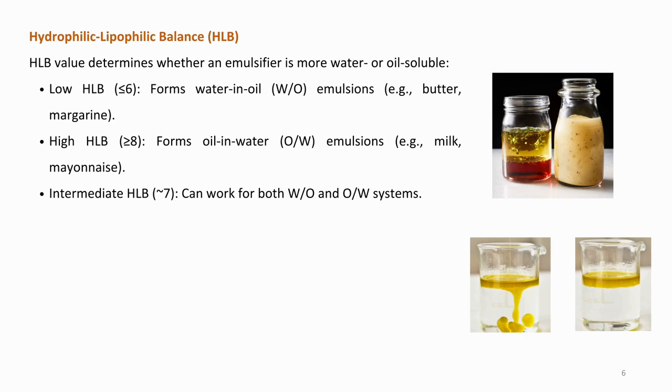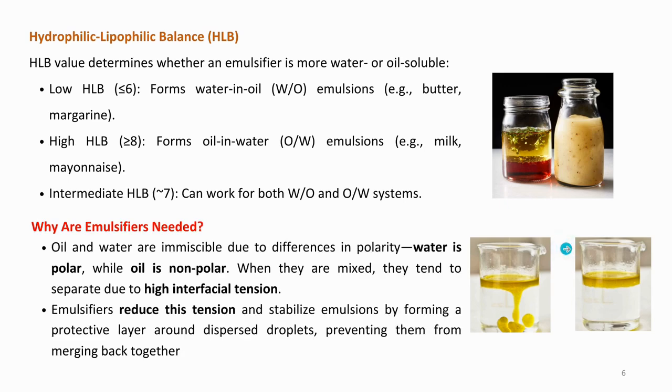Low HLB, that is low hydrophilic lipophilic balance, less than or equal to 6, forms water in oil emulsions. Example, butter and margarine. High HLB, that is high hydrophilic lipophilic balance, greater than or equal to 8, forms oil in water emulsions. Example, milk and mayonnaise. And intermediate HLB, on an average 7, can work both in water in oil emulsions as well as oil in water systems.